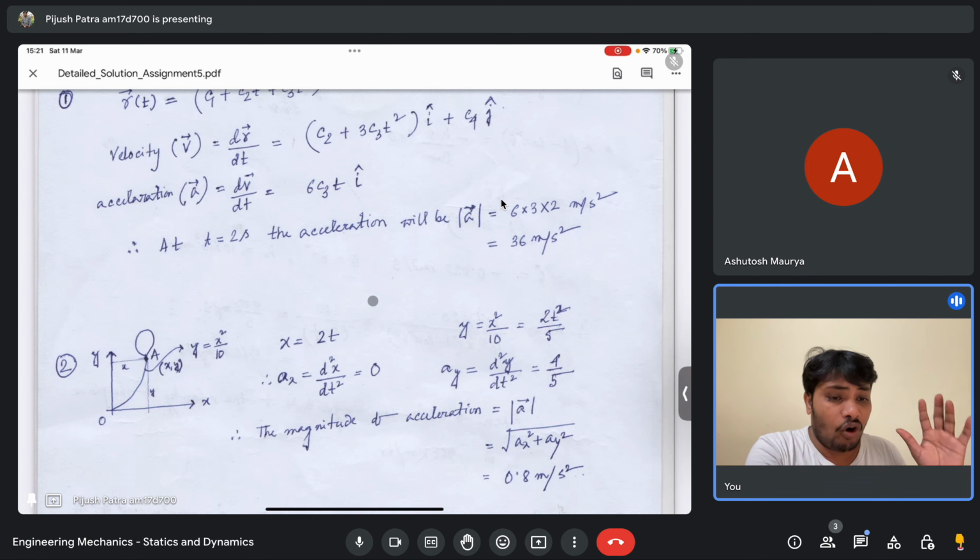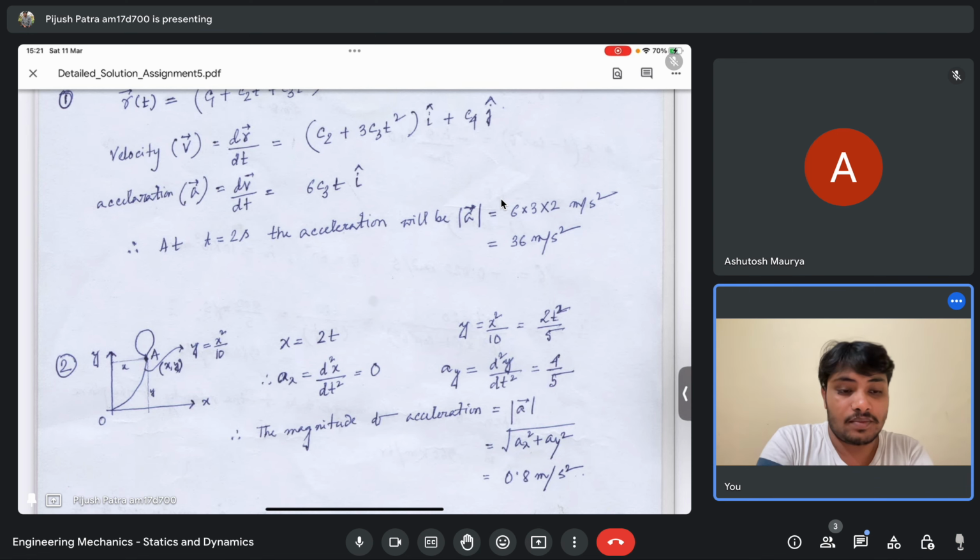Now all of these are in the Cartesian coordinate system. Cartesian coordinate system means it's only x, y and z, where x cross y is equal to z. That is the simple coordinate convention in the Cartesian coordinate system. That means i cross j is equal to k, in unit vector form.